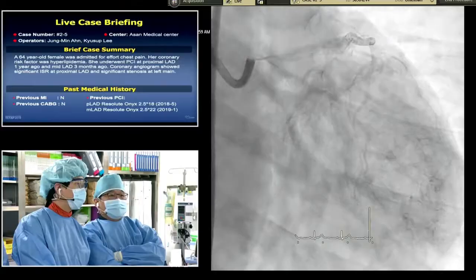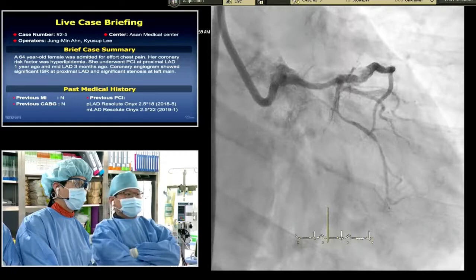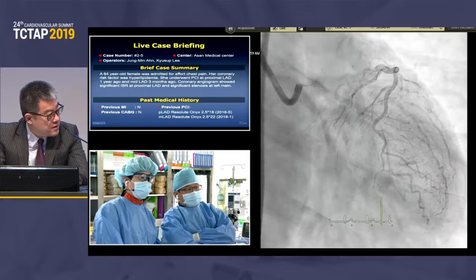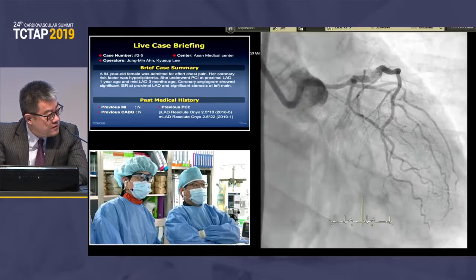I think that the calcium is continuous to the left main all the way. And it's very eccentric. So I think the first treatment, like Jim said, should have been more of an atheroablative procedure before the stent deployment. The stent is probably too small, 2.5.